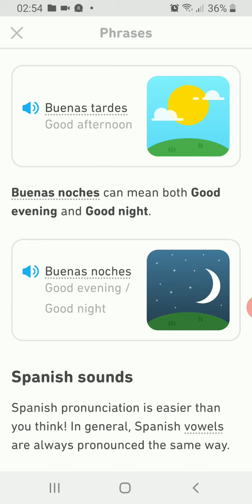So buenas noches means good evening, but it can also mean good night. So they don't have a greeting that will be only for good evening. Even if you're not going straight to bed, you're still saying buenas noches. So when you meet someone in Spanish, if it's the night, you would say buenas noches, but it doesn't mean that you're wishing them to go to bed. Yes, that's how it is, guys.